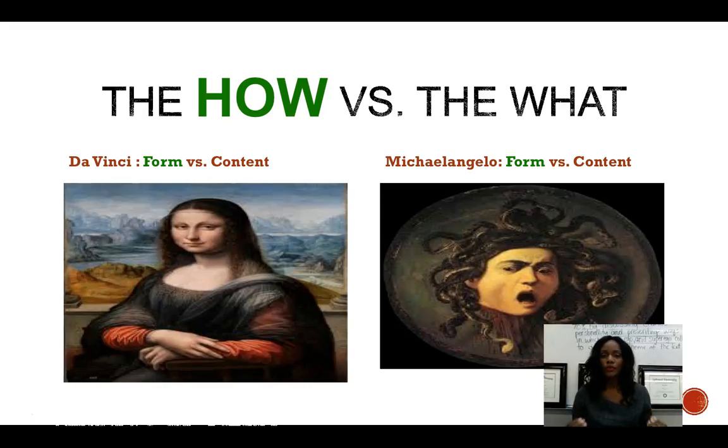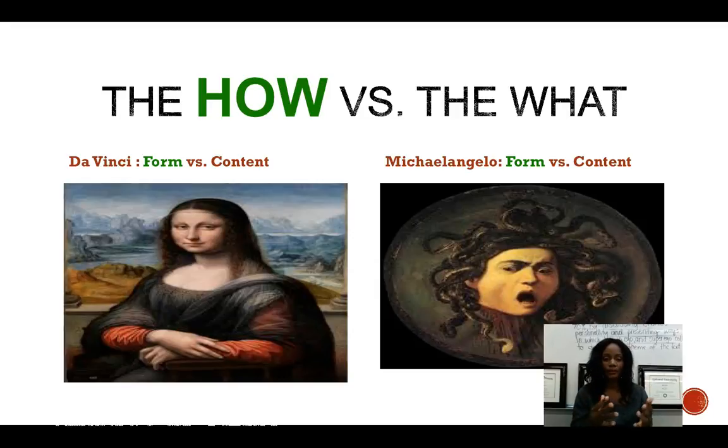So when we do a formalist approach, the emphasis is on how. I want to say it again, how versus what. So we're not so concerned about what the content is. We're more concerned with how the text is developed. How is it done? So if you look at these two images, and these are sort of out of context here, we have a painting by Da Vinci and another artwork by Michelangelo. We're not necessarily looking at the image, but we're looking at the form.